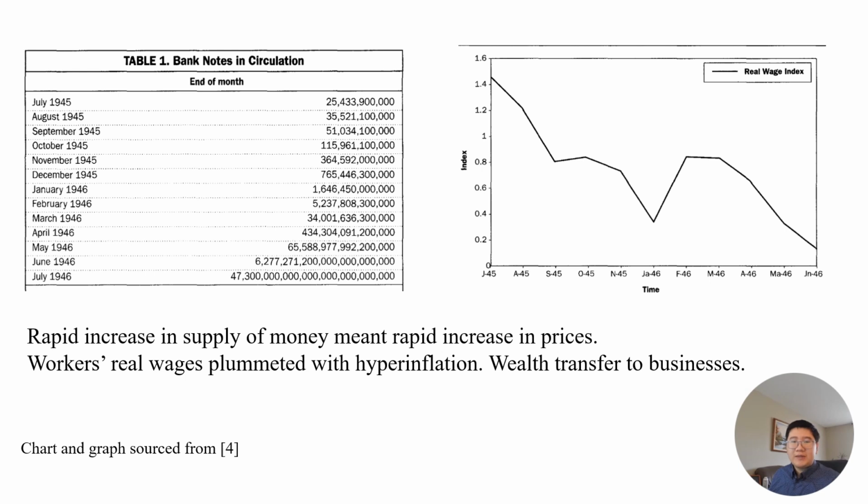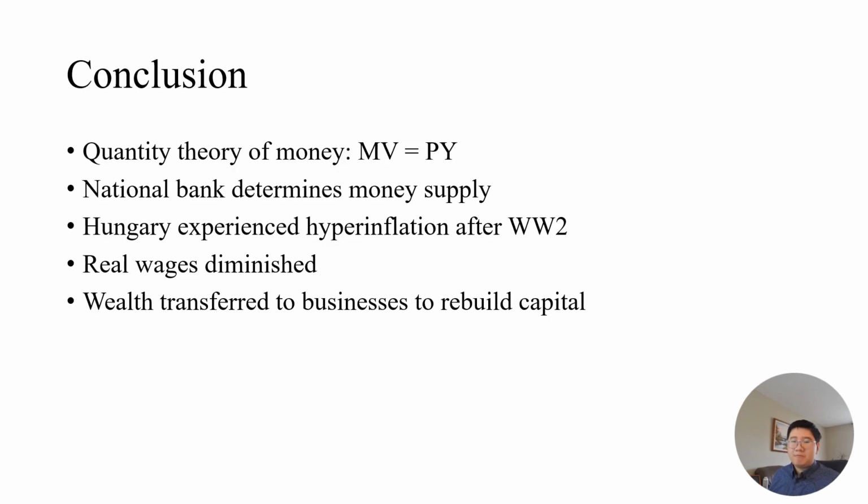On the left, you can see the rapid increase in the amount of currency, and on the right, you can see the real wage of workers decreasing. So in conclusion, we went over the quantity theory of money and how hyperinflation in Hungary after World War II transferred wealth from the workers to the businesses, and how the 3 roles of money were diminished.